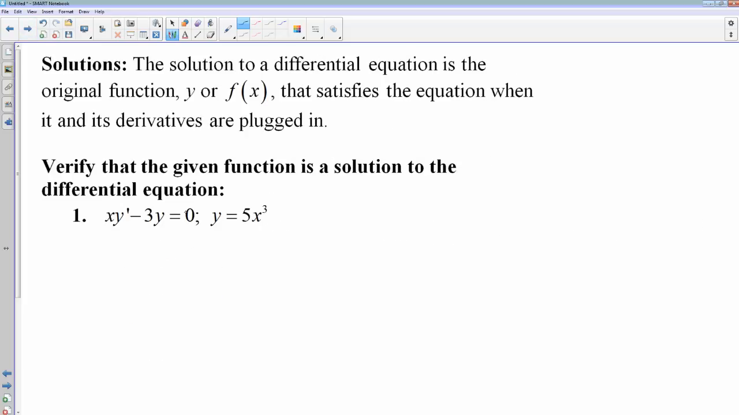A differential equation, just like an algebraic equation, has a solution. And in this case, the solution is the function such that when you plug the function and its derivatives in, the equation is satisfied. Now, that's kind of wordy and hard to understand. So I have a couple of examples where I want to verify that the given function, in this case, y equals 5x cubed, is a solution to this differential equation.